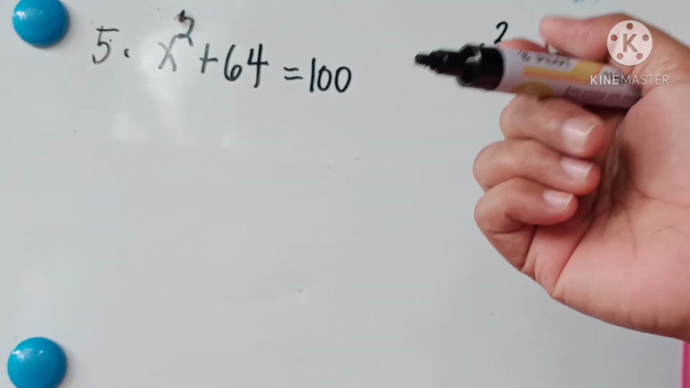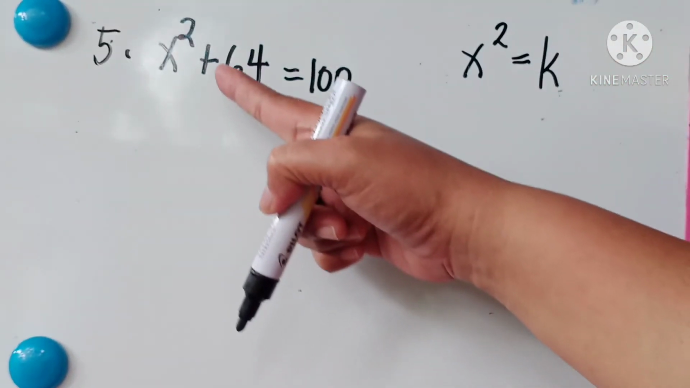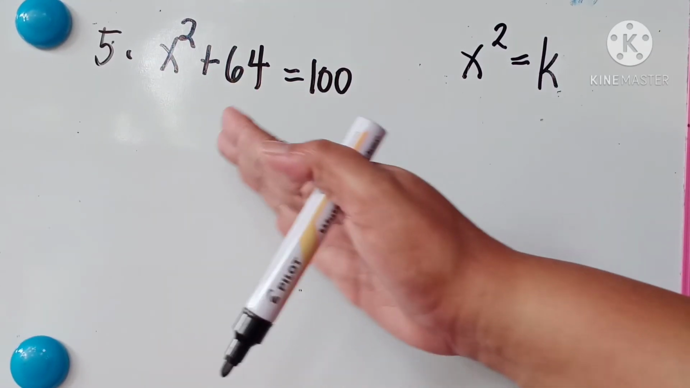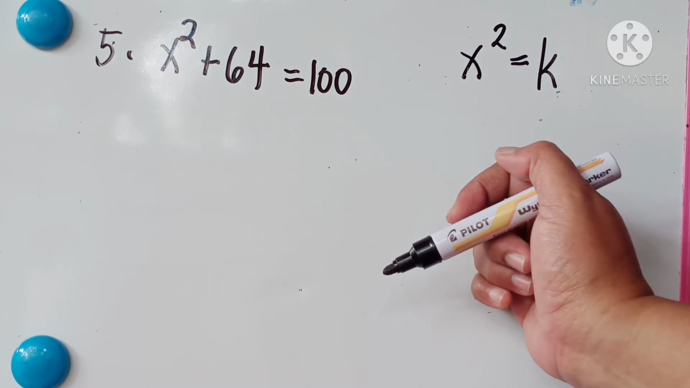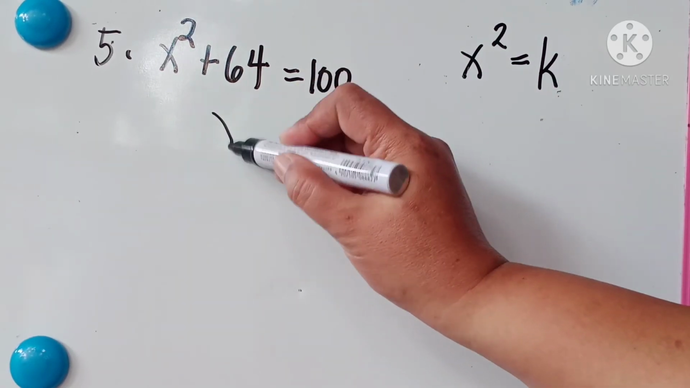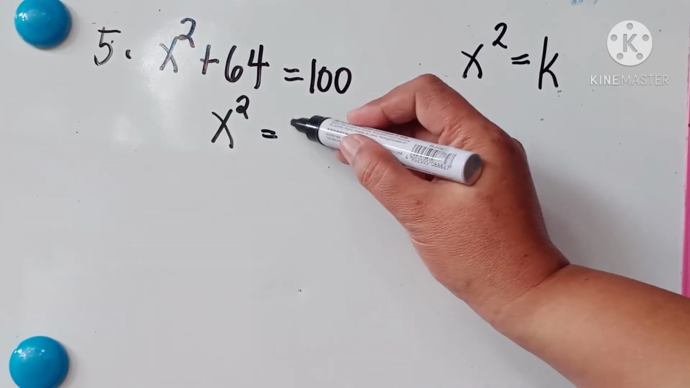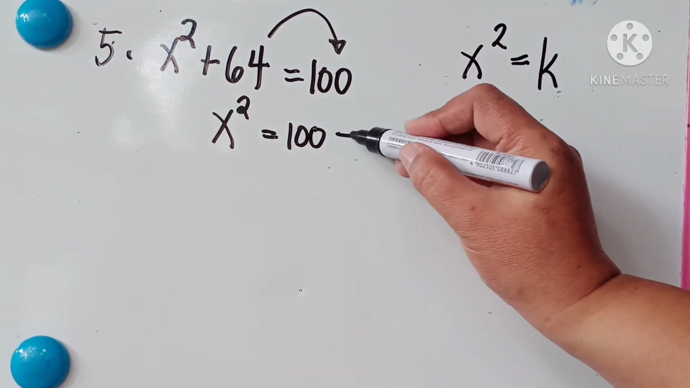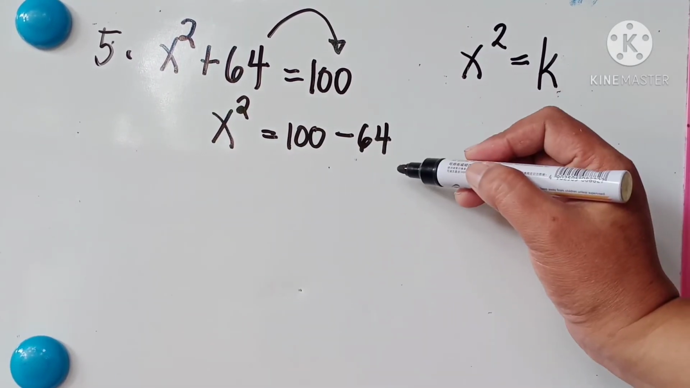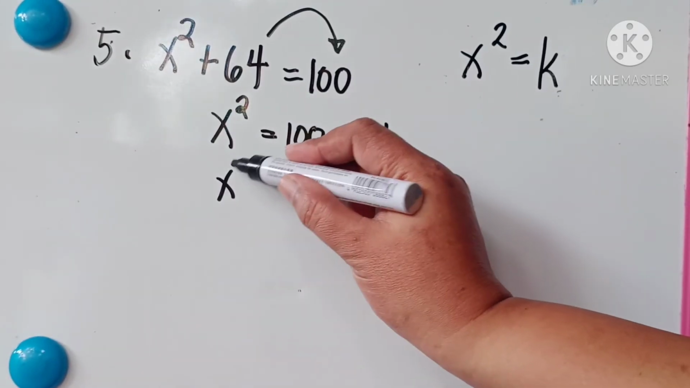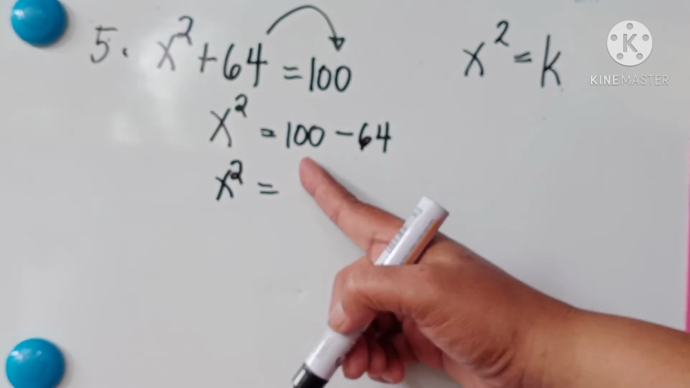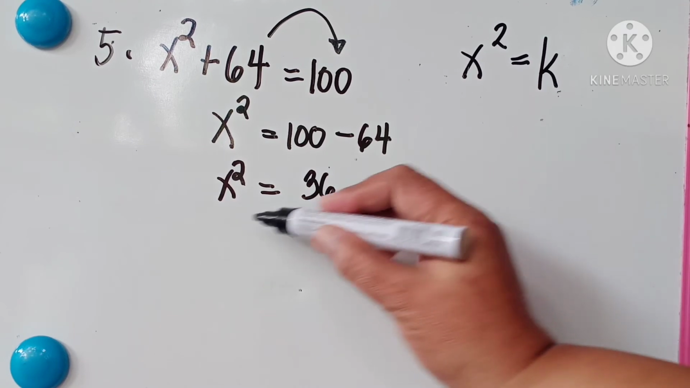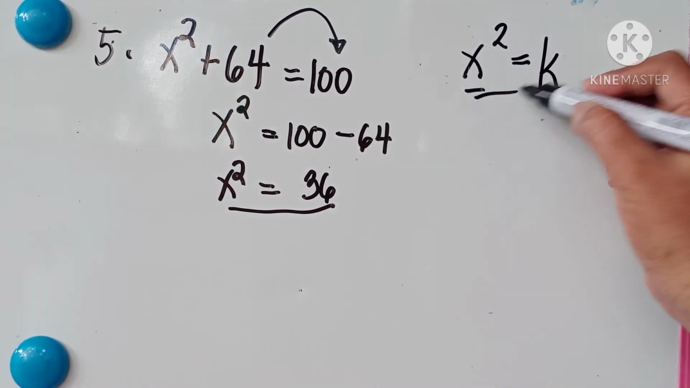For our fifth example, we have the equation x squared plus 64 equal to 100. So, dapat lahat ng constant ay nasa right side ng equation. So, maiiwan sa left ang x squared, then we have 100. Then, pag nilipat natin si 64 sa right, magiging negative 64 na siya. So, we have x squared is equal to 100 minus 64 is 36. So, ngayon, it is now written in this form.